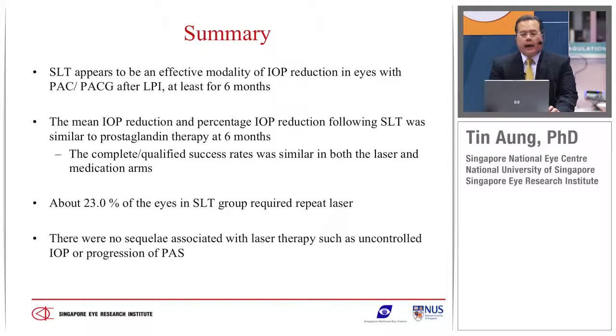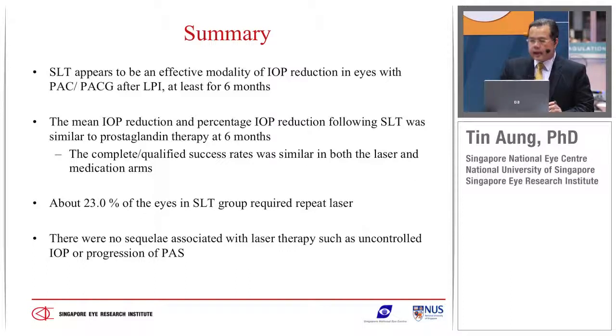So in summary, SLT appears to be an effective modality of IOP reduction in eyes with angle closure or PACG after LPI, at least for 6 months. The mean IOP reduction and percentage IOP reduction were similar to the prostaglandin therapy at 6 months, as were the complete and qualified success rates in both arms of the study. 23% of patients in the SLT group required a repeat laser. There were no serious sequelae associated with laser therapy, such as uncontrolled IOP or progression of peripheral anterior synechiae.